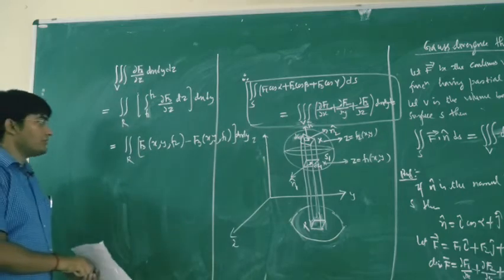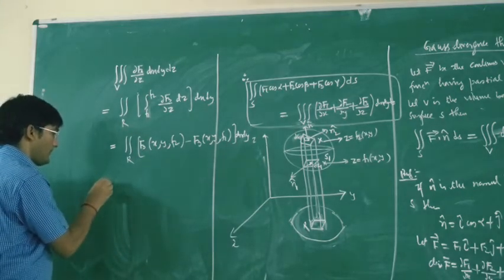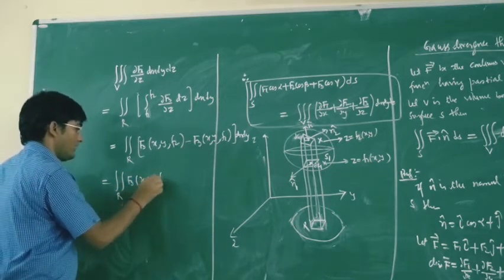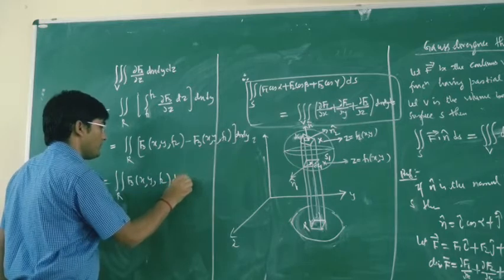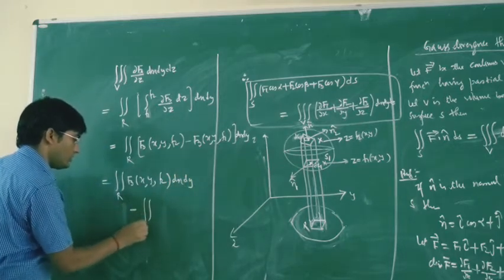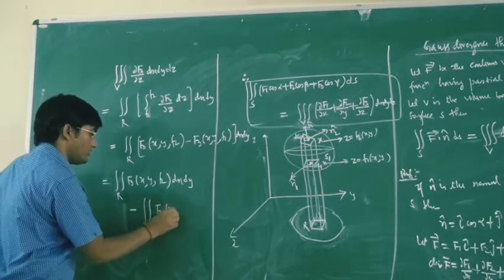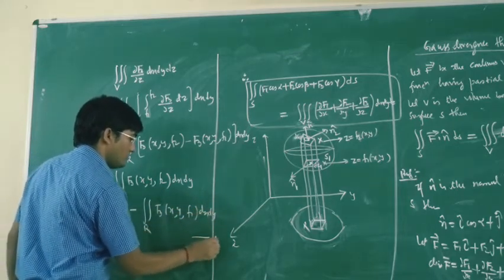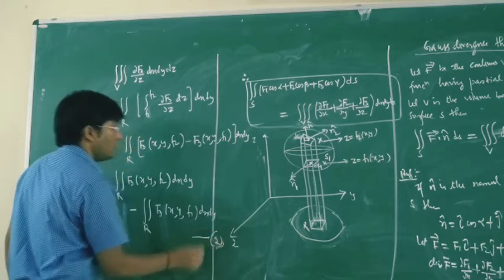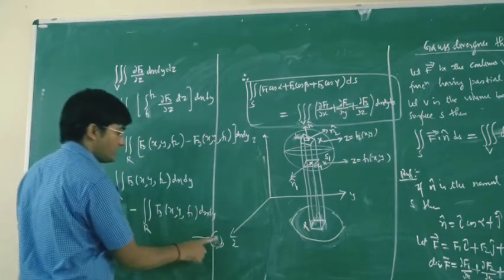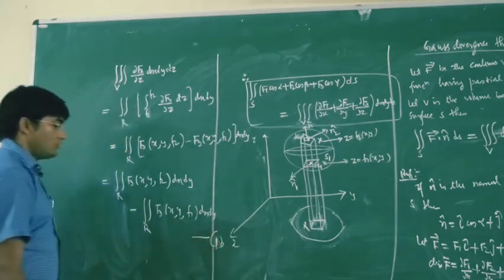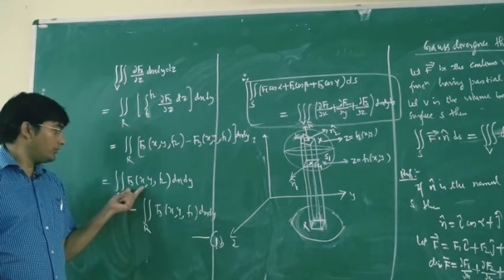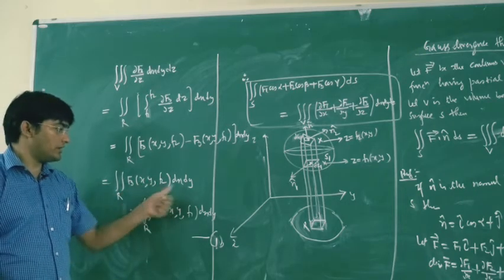Now let us get the value of this double integral: the double integral of f3(x,y,f2) dx dy minus the double integral of f3(x,y,f1) dx dy. So this is equation number 1. Now let us evaluate the value of this f3(x,y,f2) dx dy.